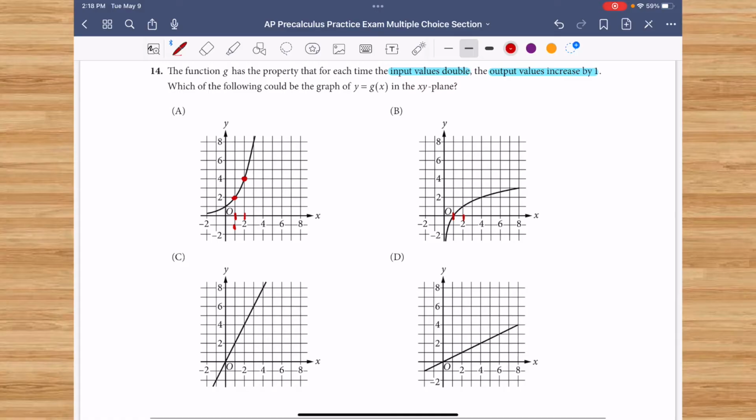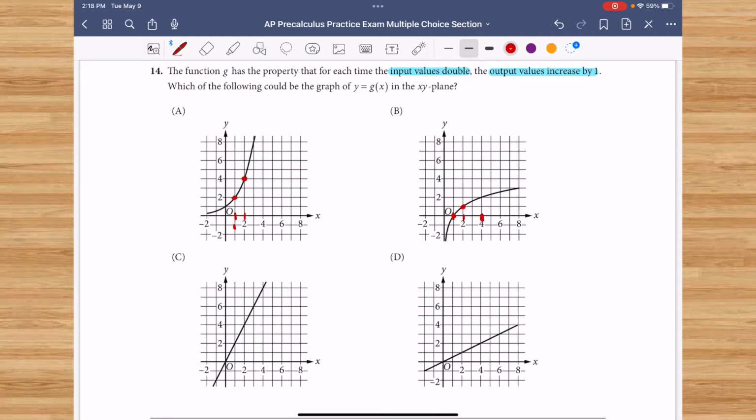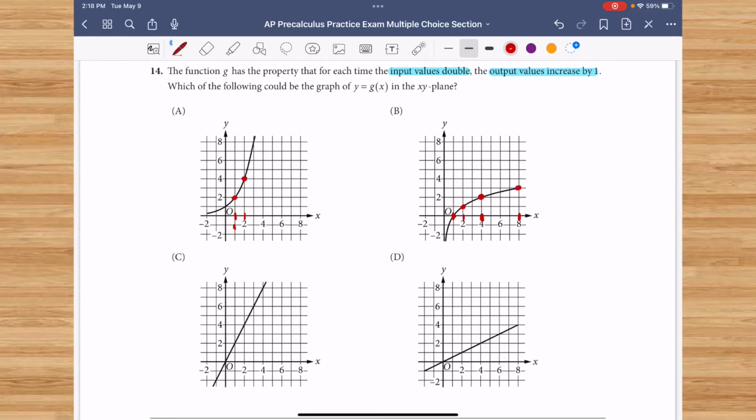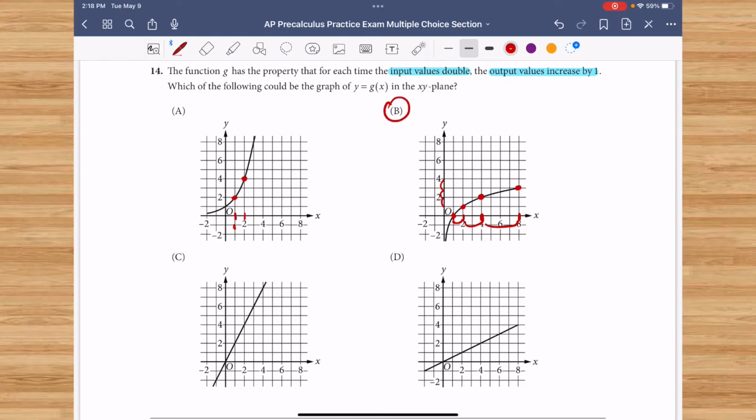Going from 1 to 2, my output values go from 0 to 1. Okay, so now let's double again, 2 to 4. The output value goes from 1 to 2. Double again, 4 to 8. The output values go from 2 to 3. So that kind of feels like that's following this. For every time I double the input, the output is only increasing by 1. Right now, I'm pretty sure my answer choice is B, but let's double check it as well.